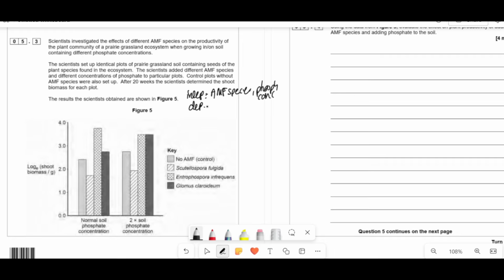They're measuring log e of the shoot biomass. The reason they've used a log scale is that if you unlog these, that would be e to the 1, e to the 2, and so forth, which is 2.7 to the 1, 2.7 to the 4. You can see that gets very high, very fast. Because there's a big range of results, they squeeze it on here like that.